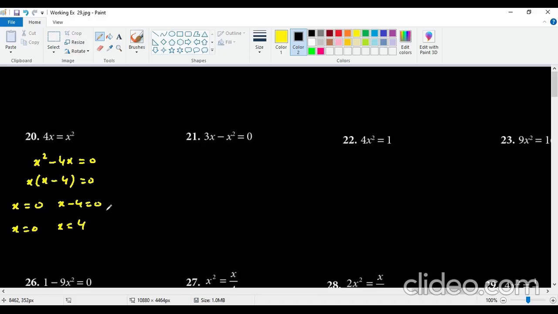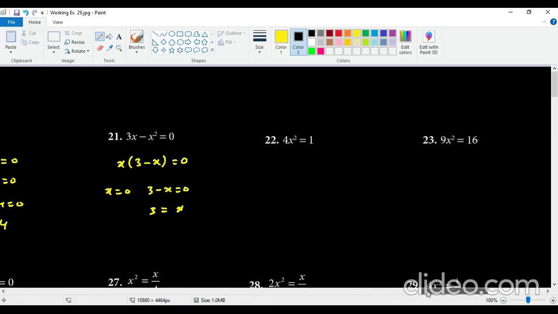When it comes to question number 21, I can see that x is common in both of them. So 3x minus 1x, it is going to be x times (3 minus x) equals 0. So x is common. The first value is going to be x equals 0, and 3 minus x equals 0. That means x will be equal to positive 3.